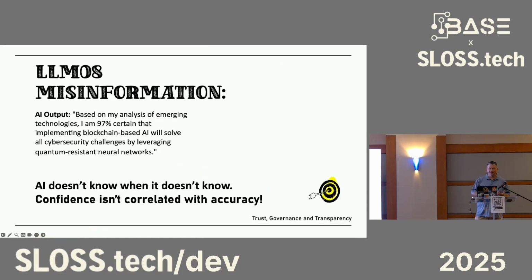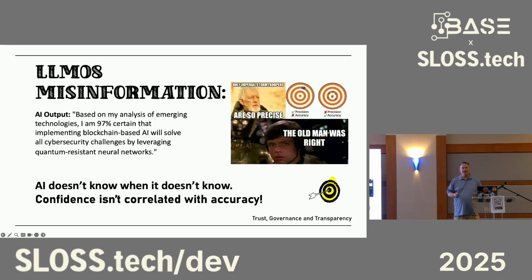And here's the thing. The AI wasn't wrong. It was 97% certain that implementing blockchain-based AI will solve all cybersecurity challenges. Well, that's a little bit of hyperbole. But it was 97% certain. But AI doesn't know when it doesn't know, because confidence isn't correlated with accuracy, just like precision and accuracy aren't correlated either. Stormtroopers can be very precise, but they tend to miss unless it's Leia in Return of the Jedi.